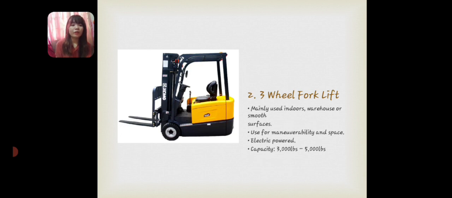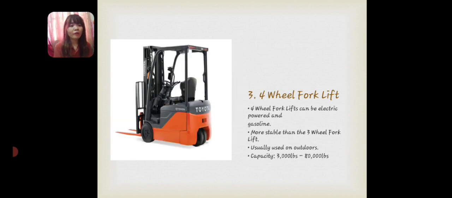Ito naman yung three-wheel forklift. Ginagamit siya indoors, warehouse, or smooth surfaces. Good maneuverability and space. Electric powered siya. So, saksak. Next is four-wheel forklift. It is powerful, either electric powered or gasoline. More stable than the three-wheel forklift, usually used outdoors.